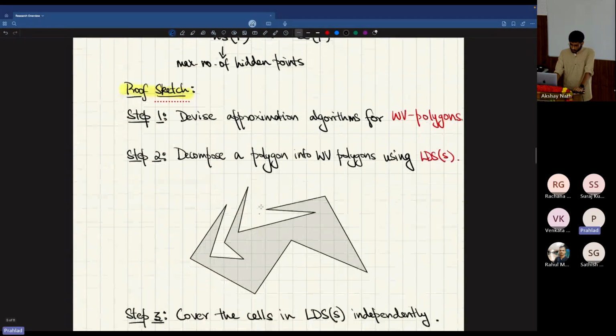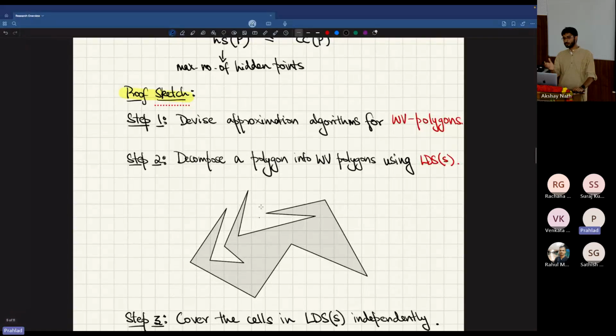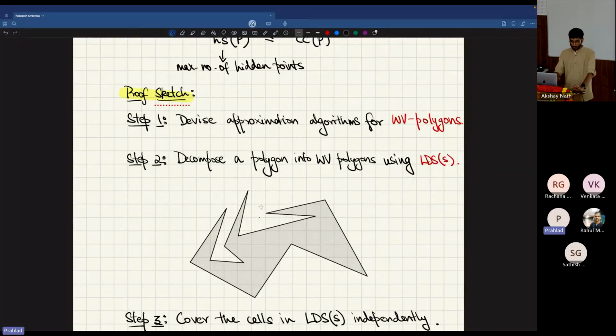Why this is useful is that there is a very useful decomposition of any polygon of your choosing into weakly visible polygons. And this has been studied for a while. It's called the link distance map, but a lot of people also call it the window partition, which is a term that I prefer.